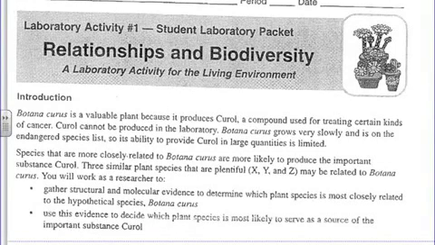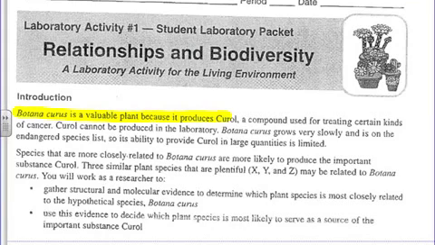Tomorrow, we are going to start our third state lab, called Relationships and Biodiversity. The word biodiversity means a variety of life. In this lab, we will investigate the evolutionary relationship between a variety of plants. Let's read the introduction together. Highlight or underline anything I do.